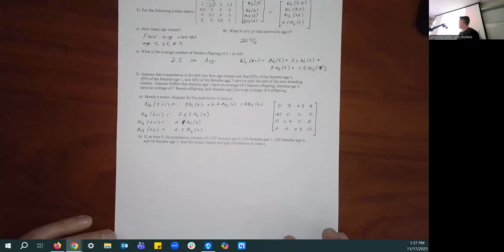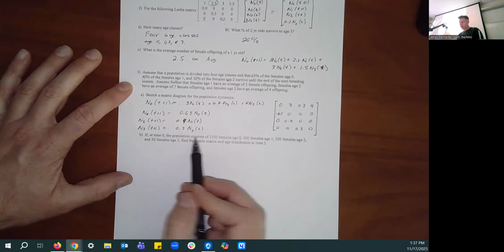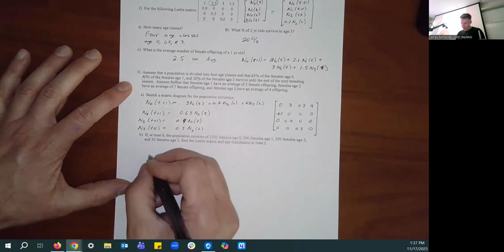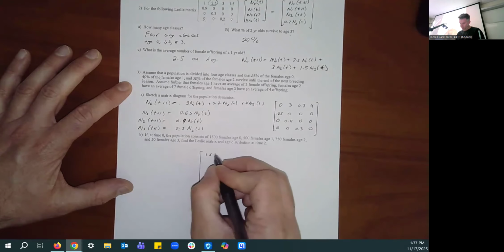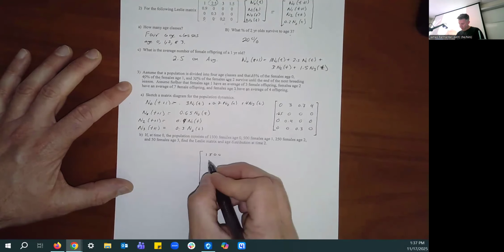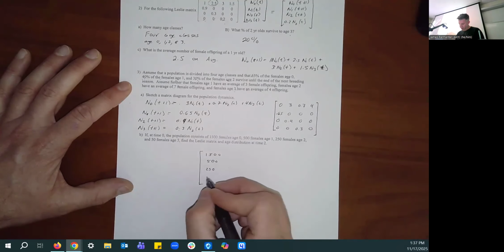Okay, then we have another question. If at time 0 the population consists of 1,500 0-year-olds, so let's make our vector here as we say it. So our population is starting off with 1,500 0-year-olds, 500 age 1, 250 age 2, and 50 age 3.